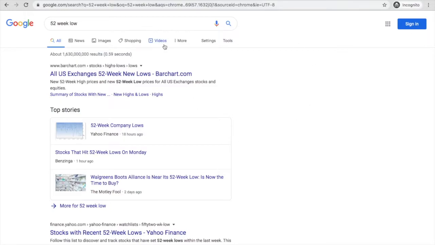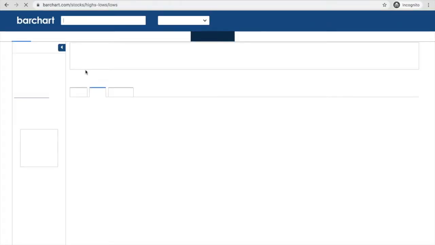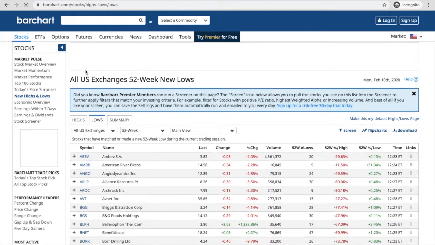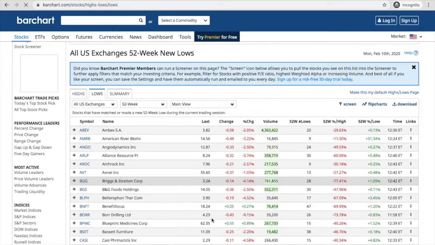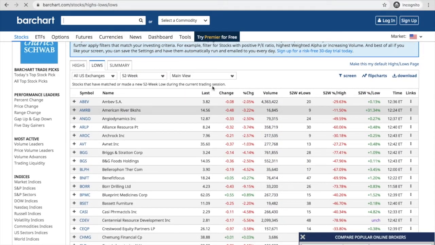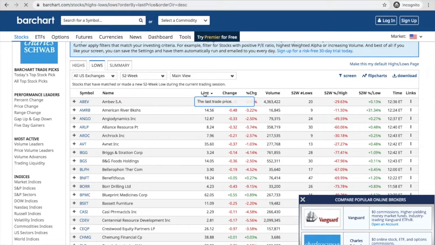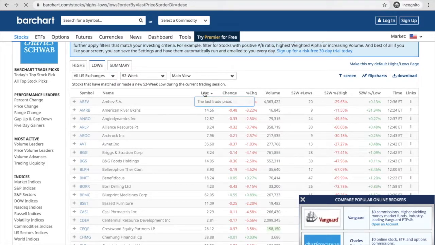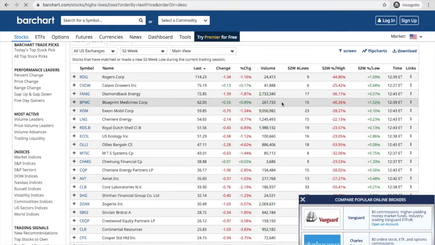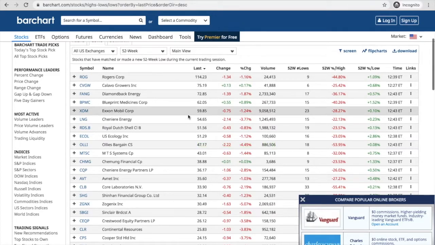All right, next up we have 52-week low stocks. This is pretty straightforward. You can just search 52-week low, and it'll give you a list of stocks that are at the lowest price for the past year. And a lot of these stocks will be $2 stocks that you don't want to be in. So you can sort it by the last price.